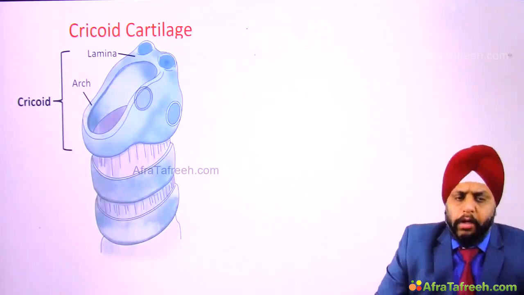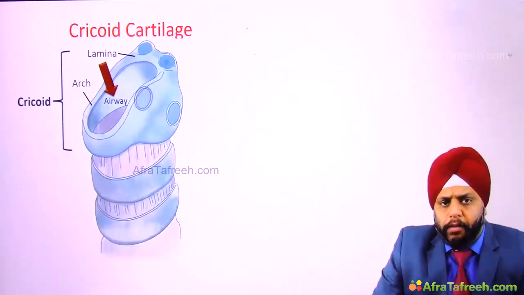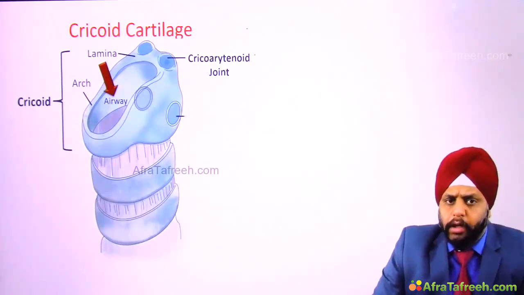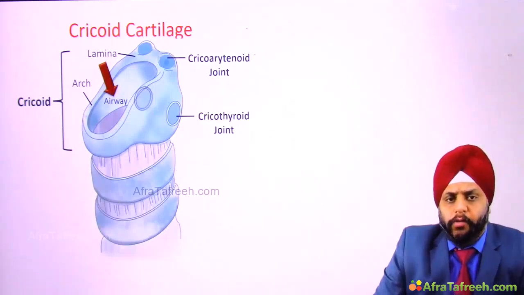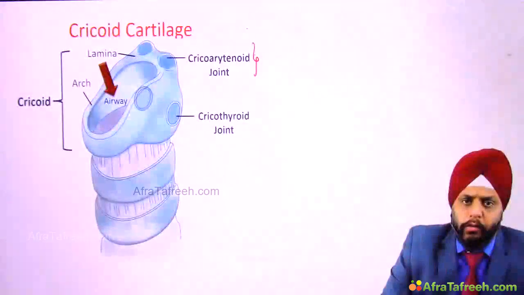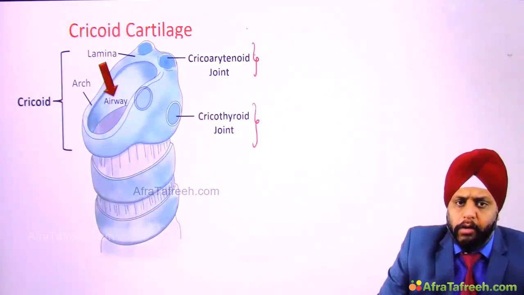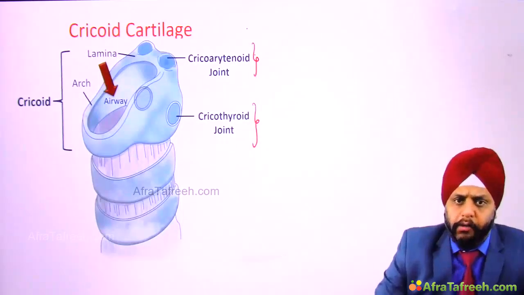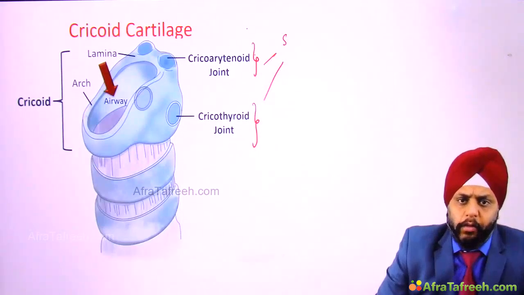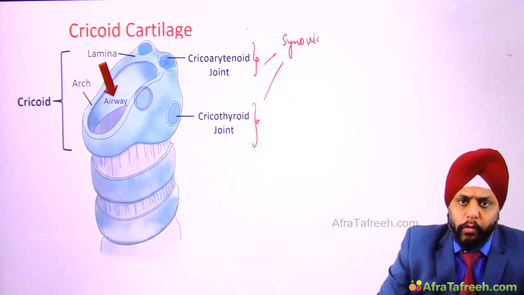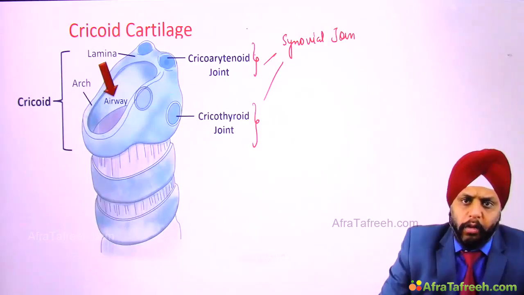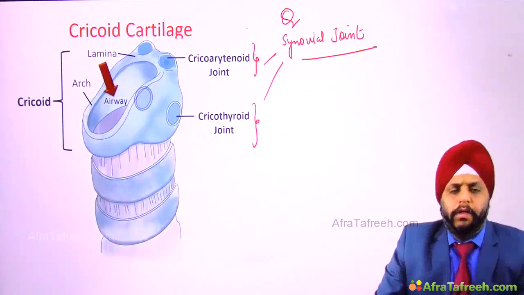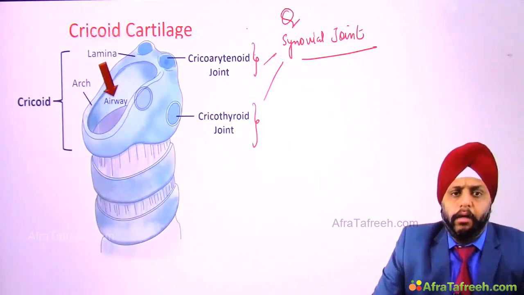Now on this cricoid cartilage, you can see that there are two facets, one for the cricoarytenoid joint and one for the cricothyroid joint. Okay, now there are two joints, cricoarytenoid and cricothyroid, which connect the cricoid to the arytenoid cartilage and thyroid cartilage. Now remember, both these joints are synovial joints. Okay, so MCQ over here, both these joints are synovial joints, right? So these were the three unpaired cartilages.